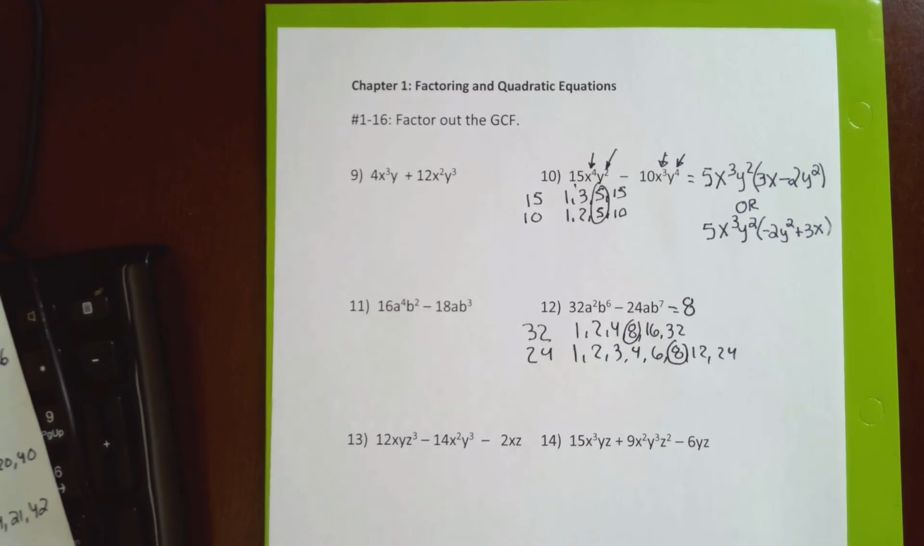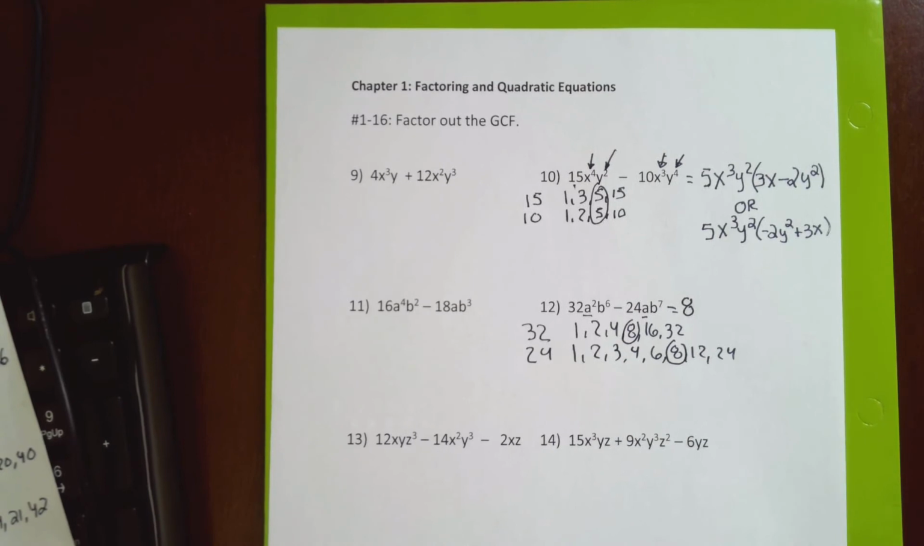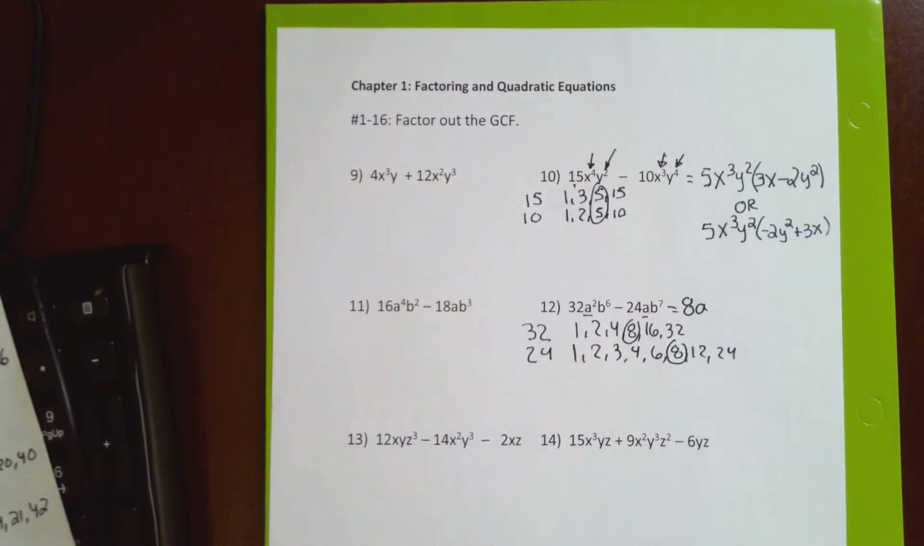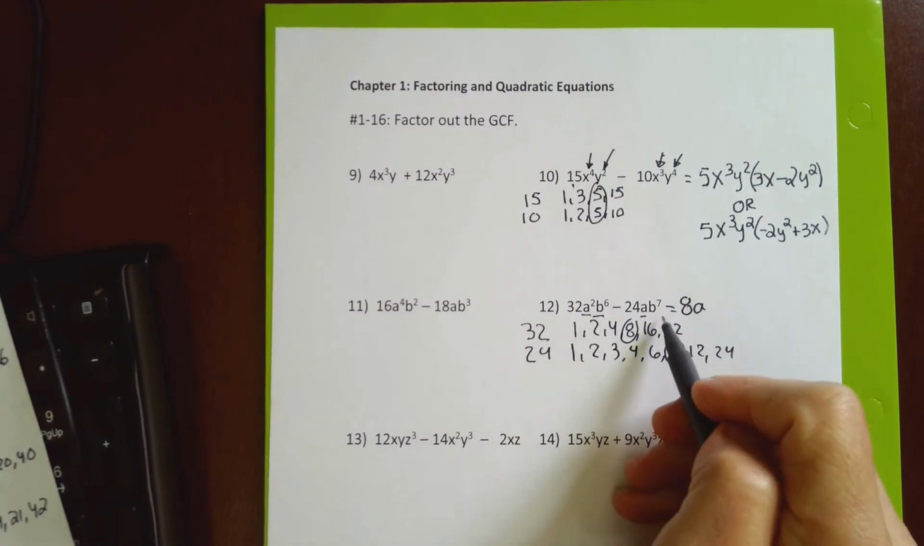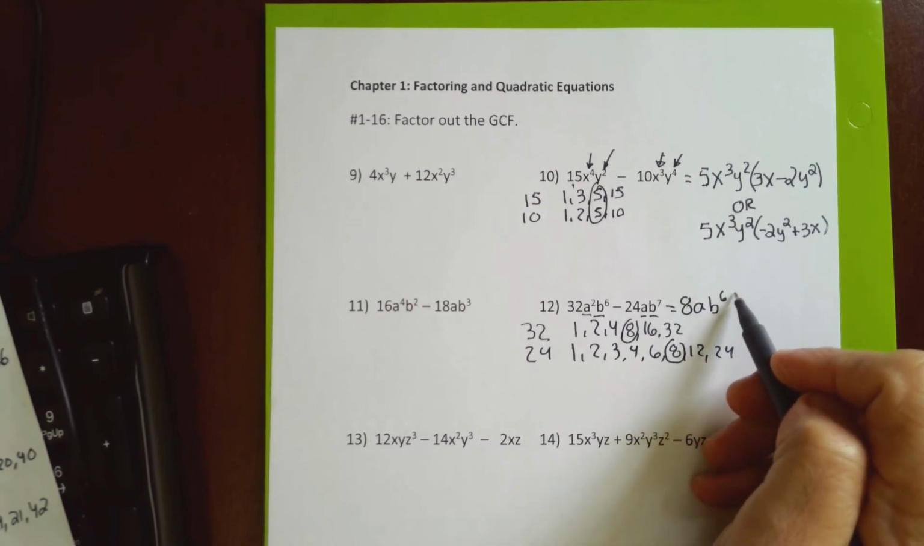Now I start digging through the letters. Each term has an A. The first has 2 A's, the second has 1 A. The common factor is the smaller exponent, which is 1 A. And then I get onto my B's. The first has 6 B's, the second has 7 B's. I take the smaller, which is 6 B's.